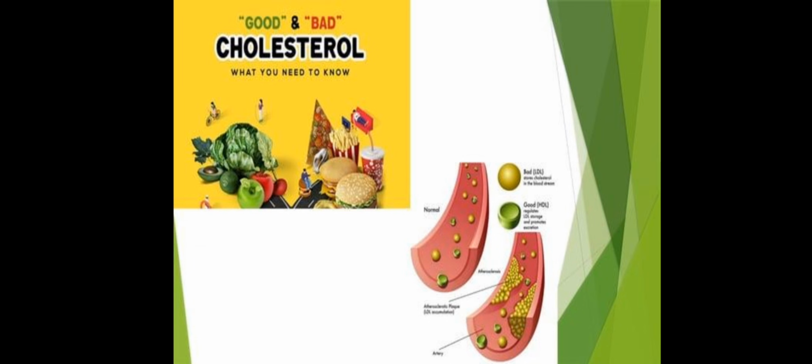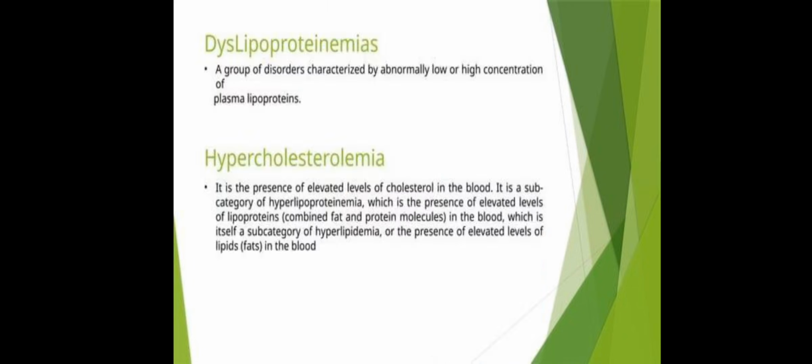So the golden colored balls are examples of bad cholesterol, and the green colored balls are examples of good cholesterol. This first diagram is the normal representation of a blood vessel. The second one is the atherosclerotic representation of the blood vessel, where the bad cholesterol is deposited.